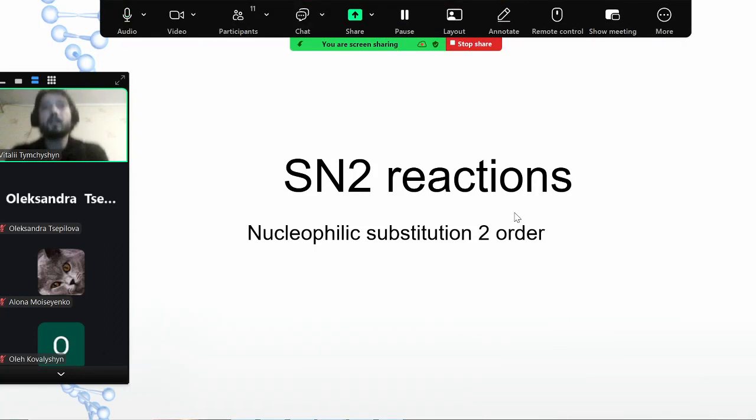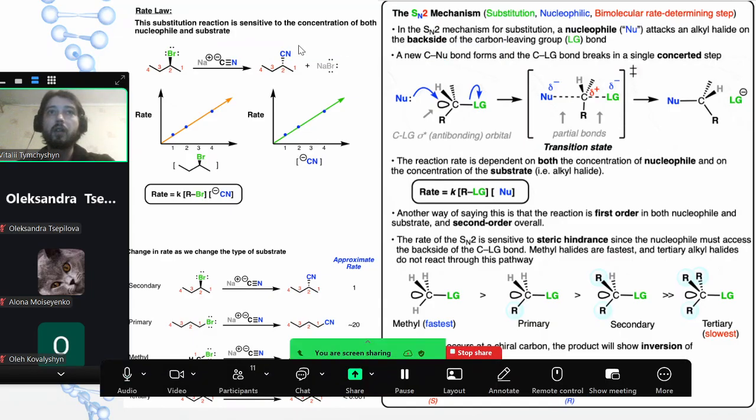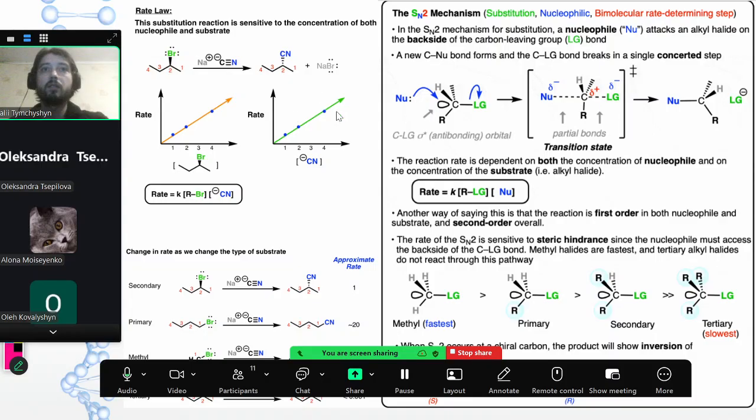Let's skip to the SN2 reaction. That's nucleophilic substitution, order 2. What changes? Well, there is a different mechanism. This mechanism involves nucleophile attack and leaving of the leaving group at the same moment. You see a nucleophile attacks with some electron pair, into the empty sigma star, the anti-bonding orbital. It should attack from behind the leaving group.